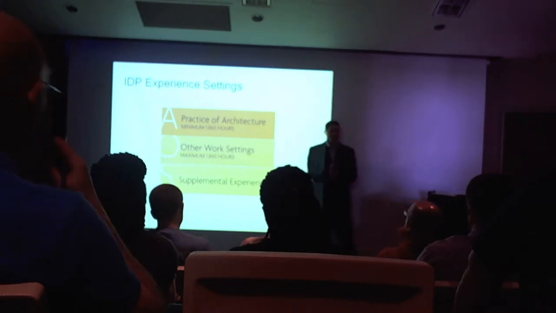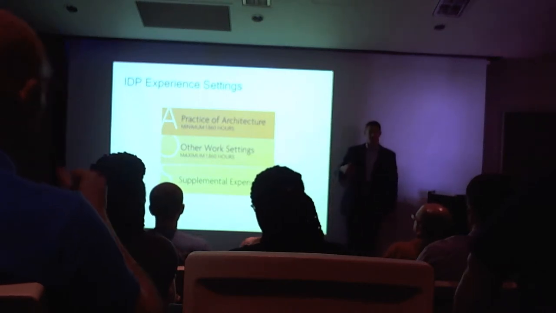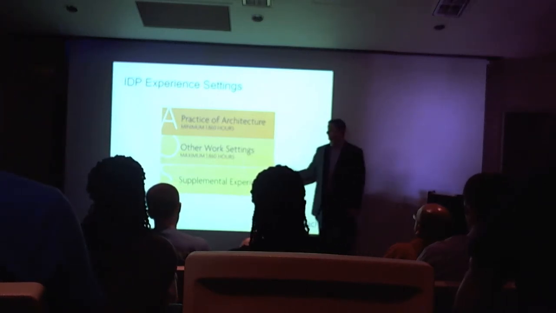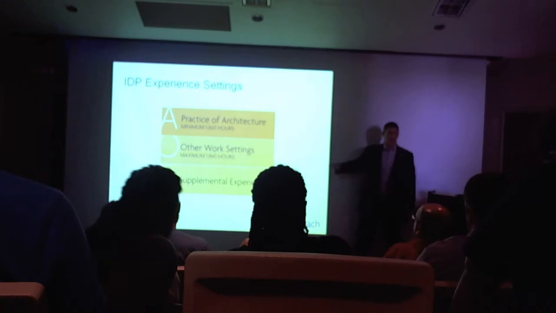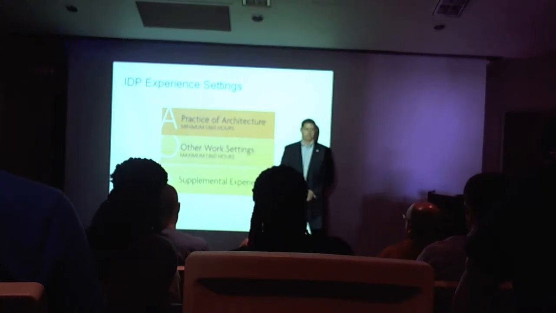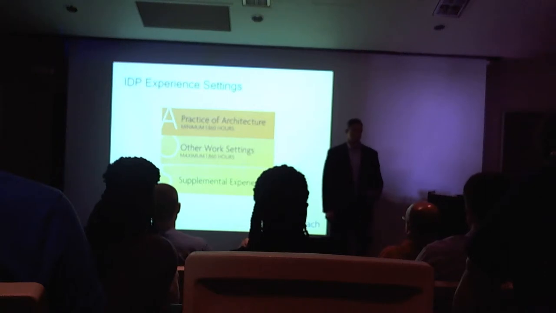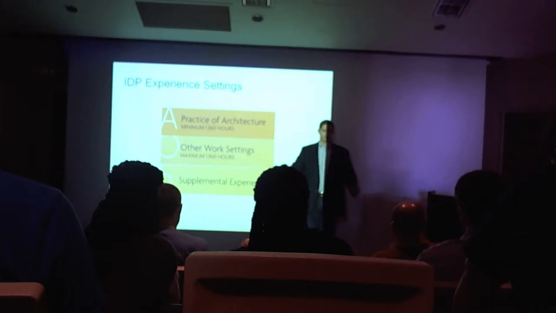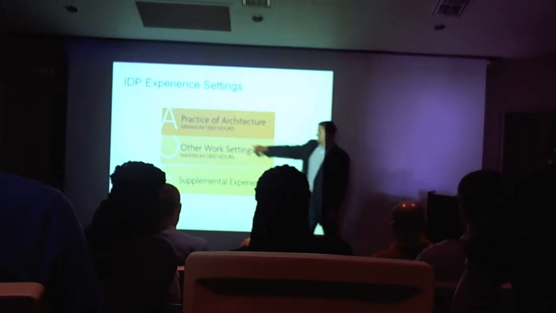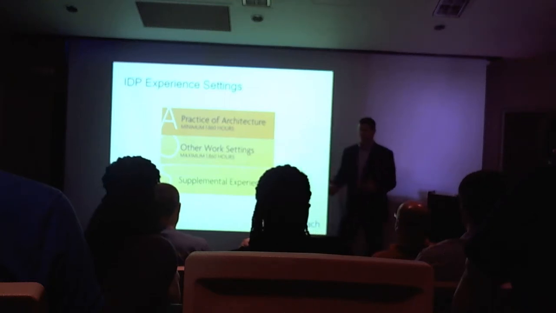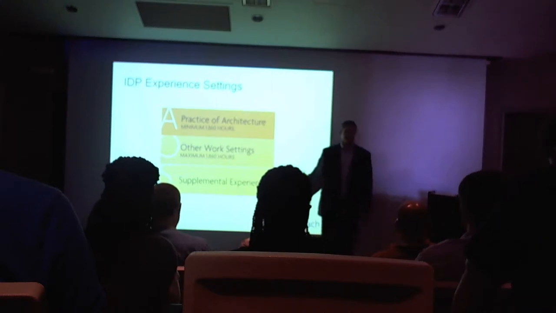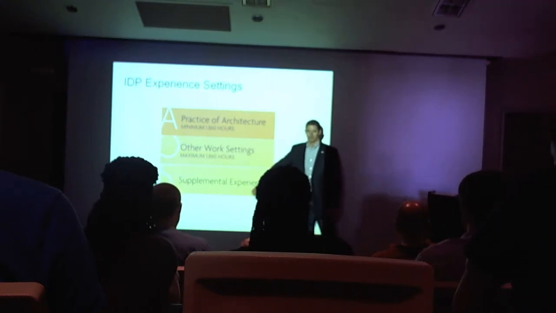Okay, so as you guys are earning hours, you earn them in experience settings, which are essentially where you work and who you work for. Okay, there's three of them, A, O, and S. A is your practice of architecture. That's your standard architecture firm. Okay, most of you guys will probably do your entire IDP in this setting, which is perfect. It's also good because there's actually a minimum in this setting. You actually have to have at least a year in an architecture firm. But all of your other hours, if you happen to work in other places, can come from other places. And that's what O and S are for.